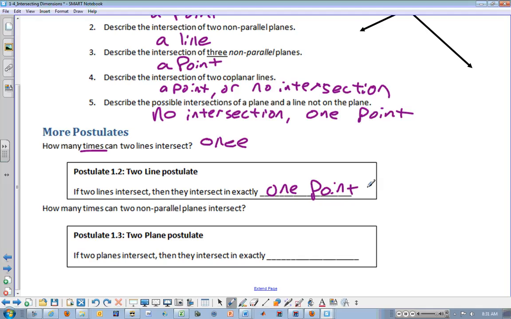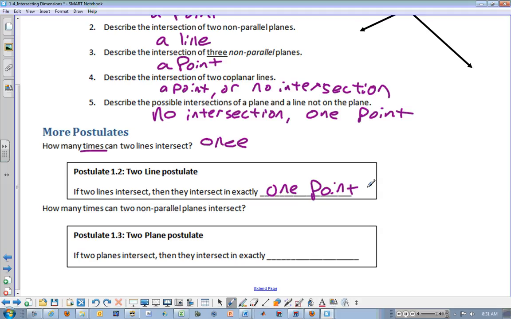This is the postulate. By the way, we're going to have lots of postulates and theorems. We'll have numbers, postulate 1.2. You don't need to memorize the numbers. That doesn't matter. If it has a name, the two-line postulate, that means it's pretty important. You guys get names when you're born because you're pretty important. Kind of remember the name and the basic idea, all right?